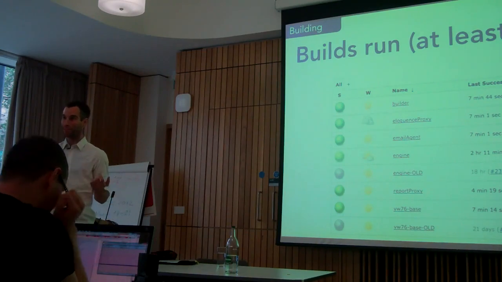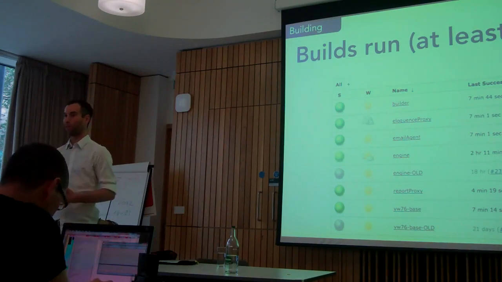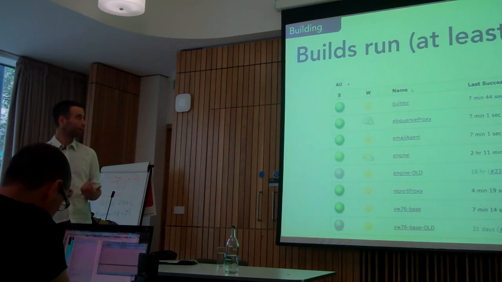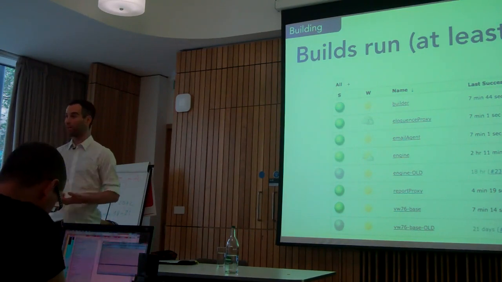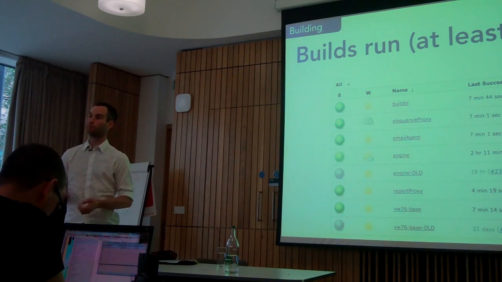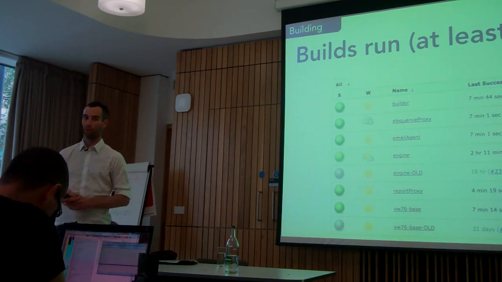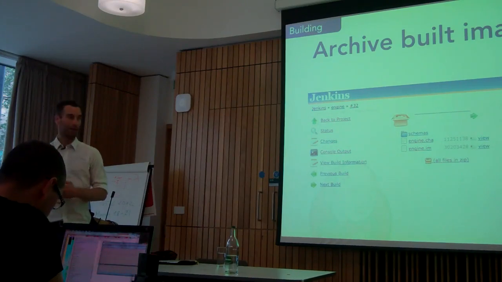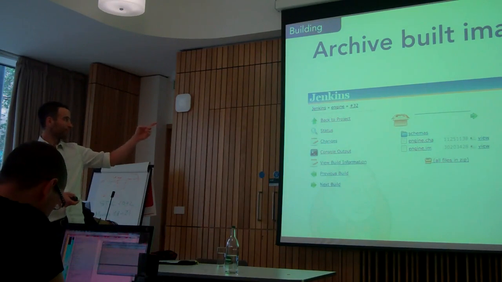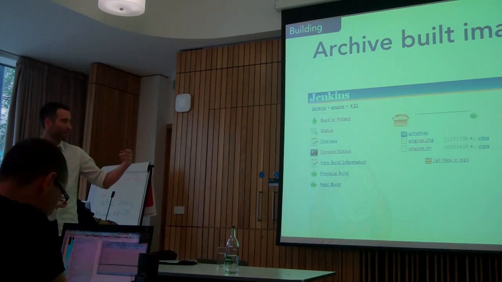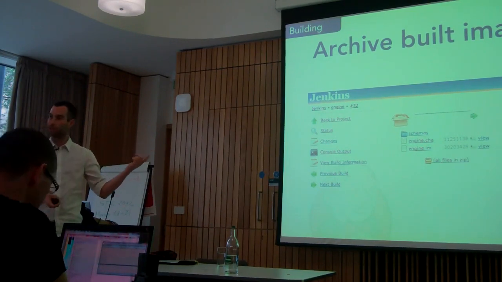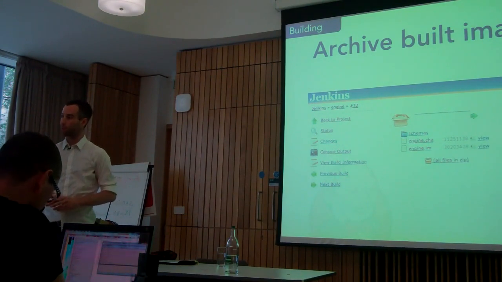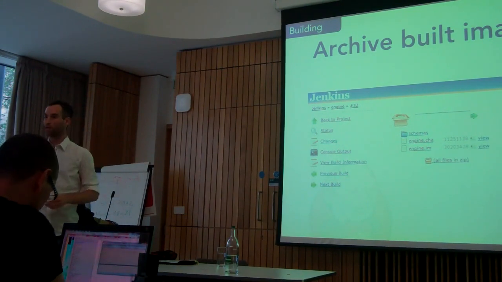I haven't yet done the piece to check in Store to see when there is a new version. I don't think it'll be too hard. But they do run every night. We can see in the morning what's built and if it's passed successfully. And then the artifacts of those builds are archived. So you can see here this was build 32 of the engine component, and we've archived the image, the change file and the selection of schemas that were generated from that. So you can go back through any version and pull those down as needed.